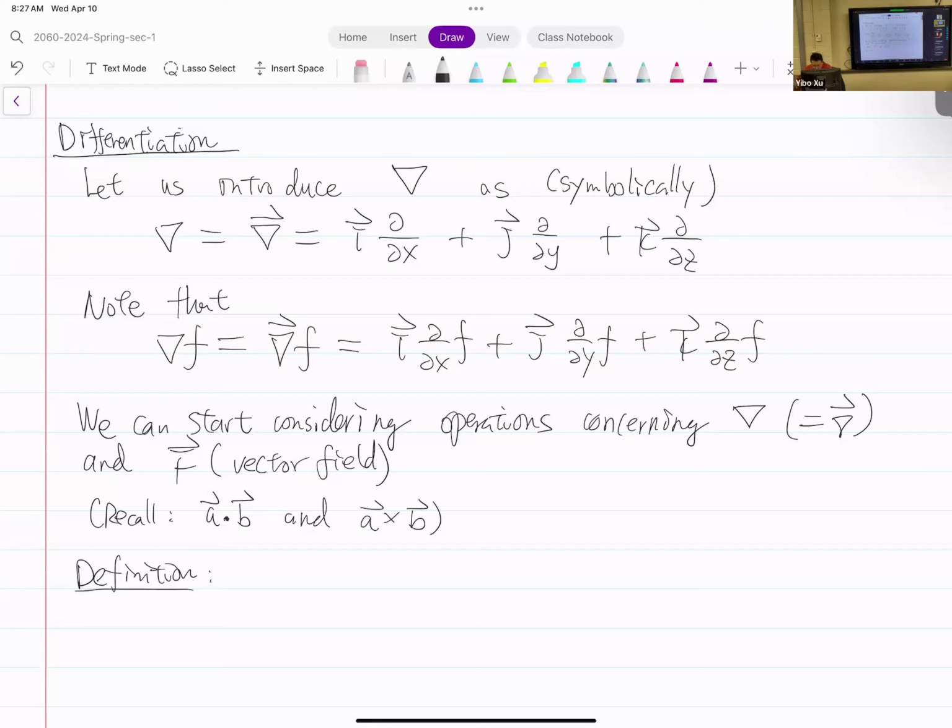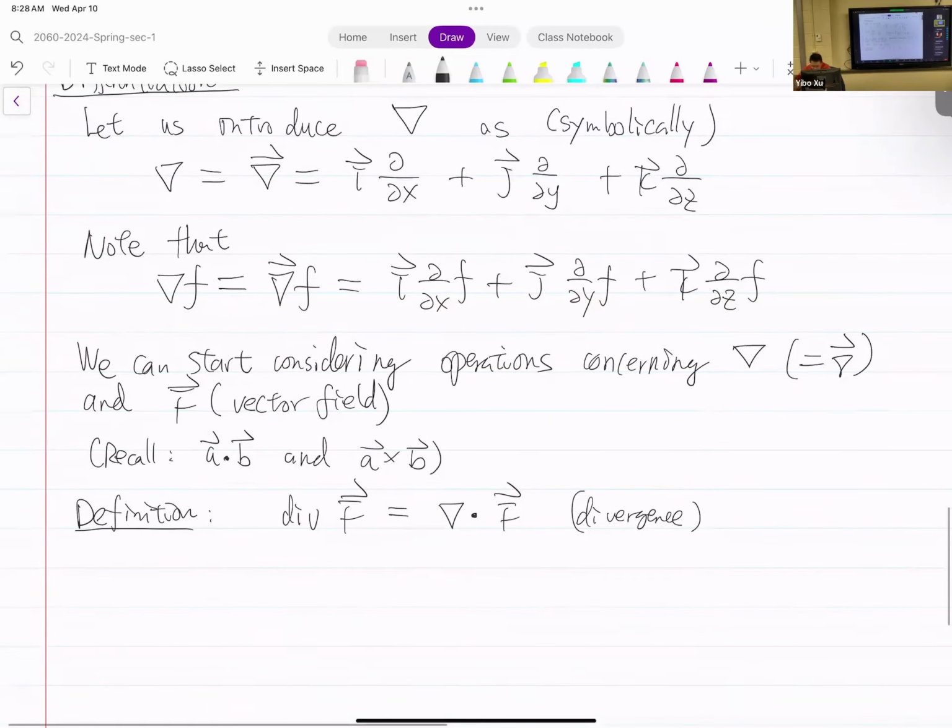Definition. So when we dot nabla with this vector field, it's called divergence, which is exactly nabla dotted with F. And then when we cross, it's called the curl. So curl of the vector field is nabla crossed with F. They actually have physical meanings, but here, by definition, it is these.